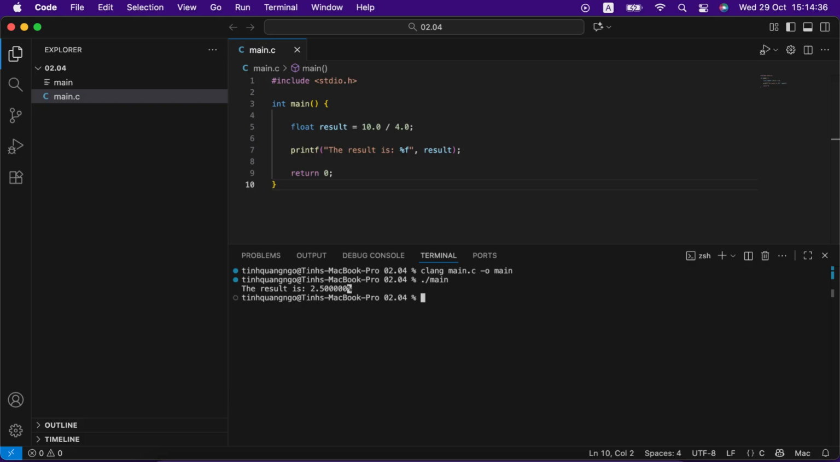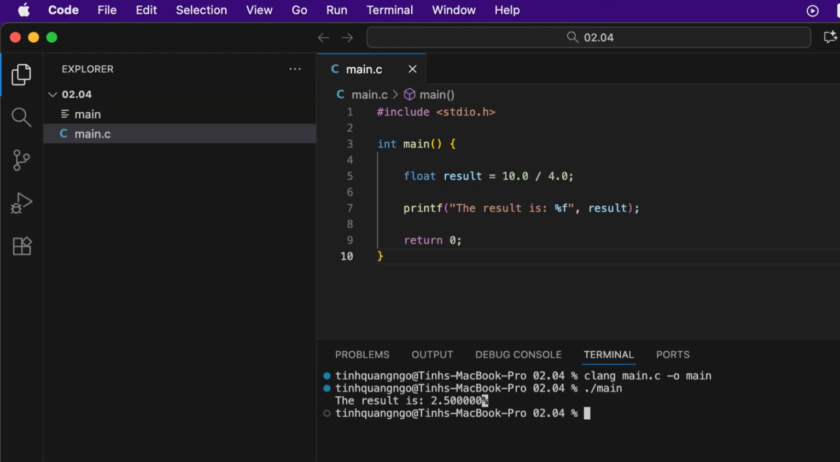Second, the trap: division, /, and integer division. Now, let's look at division, /. This is a major trap for new C programmers. If you divide two floating point numbers, float or double, it works normally. Float result equals 10.0/4.0. The result here is 2.5.